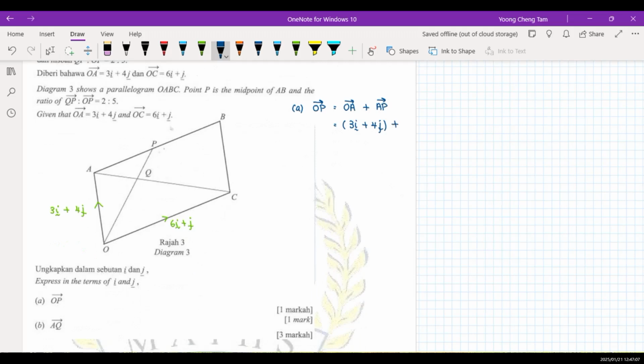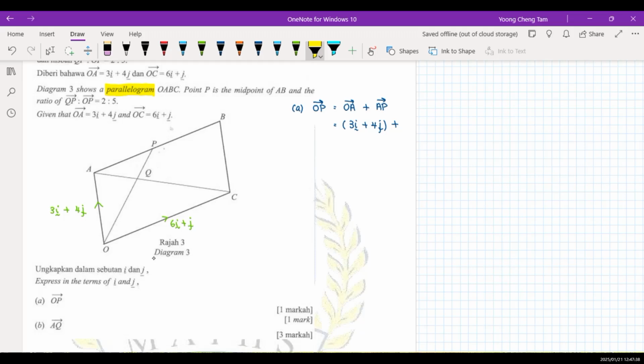Okay, so now the problem is how to find AP. The keyword in this question is OABC is a parallelogram. So you need to know some characteristics of a parallelogram. The characteristic that you need to use in this question is that the opposite sides are the same. For a parallelogram, the opposite sides are the same.